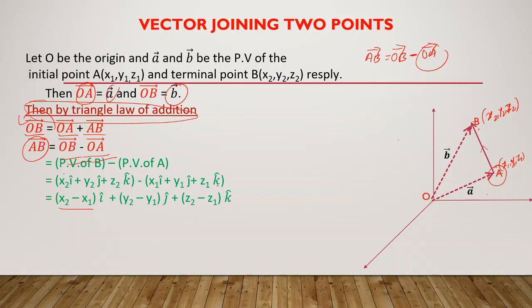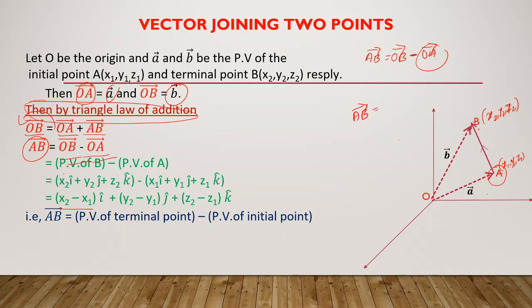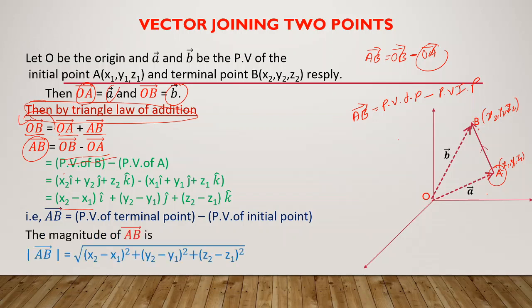Just do the difference of corresponding elements. You'll be getting that one. So I'm trying to say, please keep in your mind: whenever you want to find the vector which joins the 2 points, just do the position vector of the terminal point minus the position vector of the initial point. This is the formula which we use to find the vector which joins the 2 points.